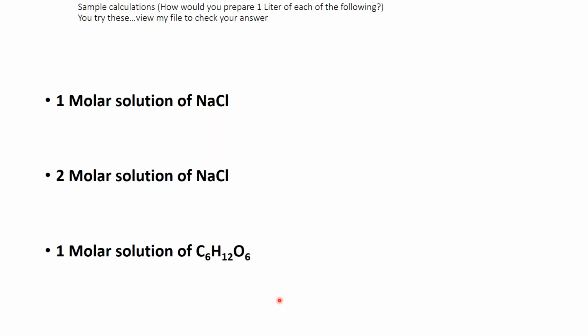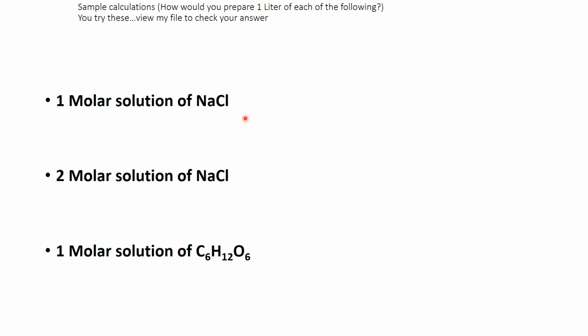So I want you to try to calculate how many grams of each of these solutions. So remember, 1 gram is equal to 6.02 times 10 to the 23 molecules. You don't have to use that right there, but you can relate it to the mass that's listed in the periodic table.